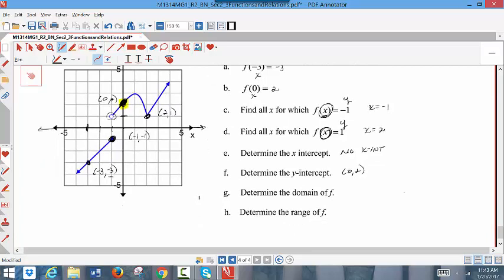Determine the domain. Goodness, I made such a mess. Let me erase a little bit here. Okay, I guess that's good.